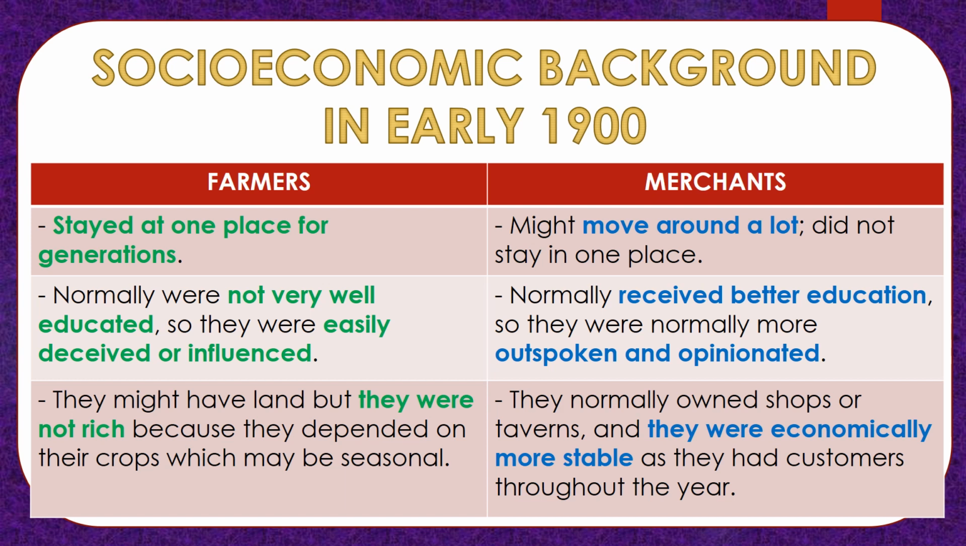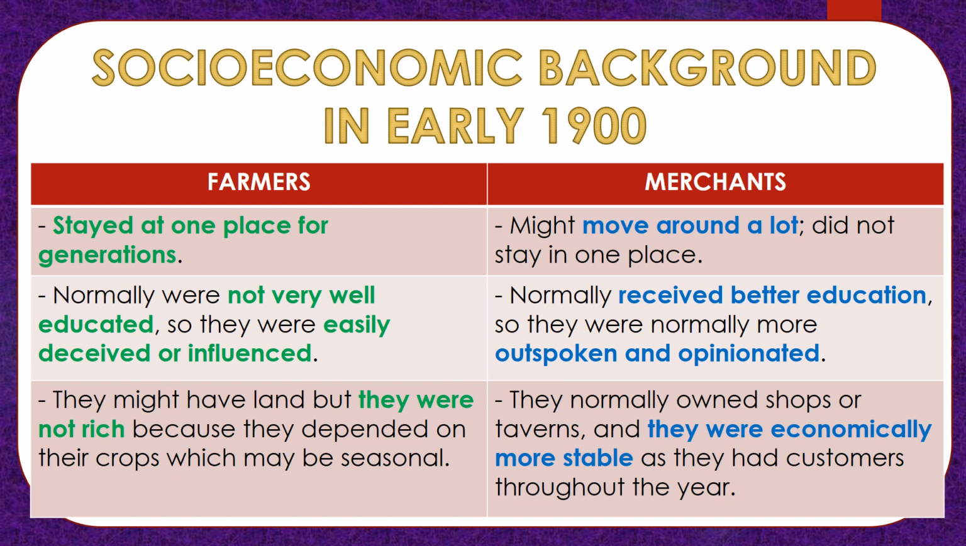Right? So, what's wrong with that? There is nothing wrong with that. They might stop school because they have to support their family. But what happens is when they don't receive enough education, they become an easy target for deception, for propaganda, because they were easily deceived and influenced. However, merchants, they usually receive better education, right? And because they receive better education, they are usually more outspoken and opinionated, right? They are not as emotional as farmers because they might understand things, right?